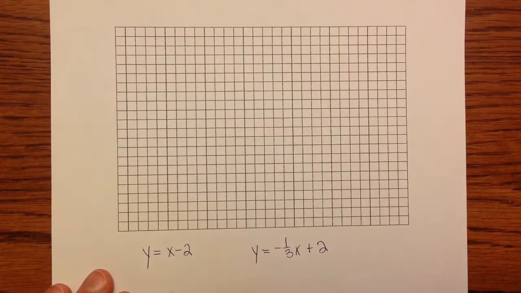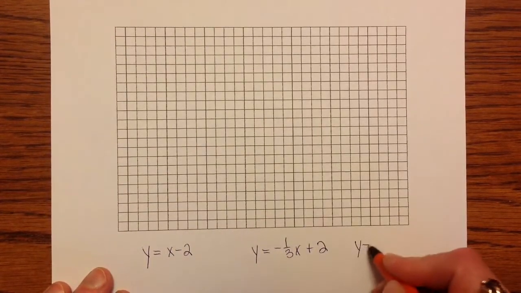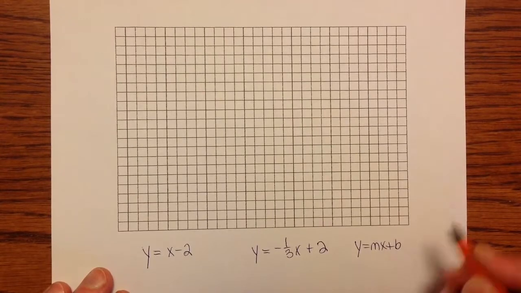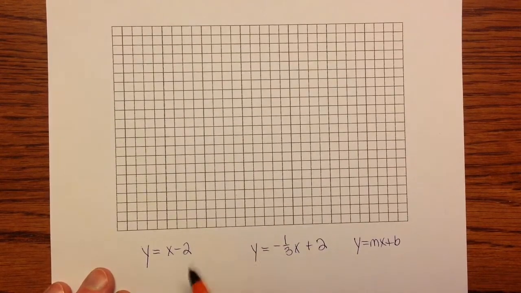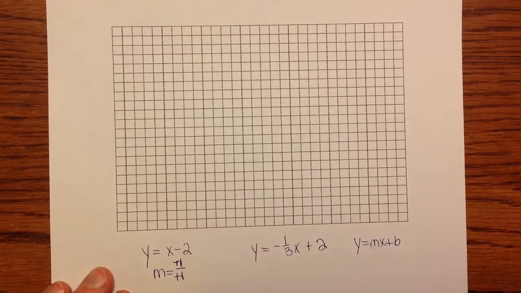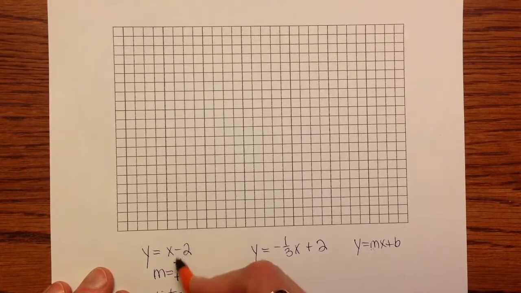So just a quick review, y equals mx plus b. This is a system. We're looking for where they cross, so we're going to try to be as accurate as we can with our graphing. The slope in this one, remember the m is the slope, so it's what's in front of the x, which is a 1, and that's a positive 1, and we're going to make it a fraction by putting a positive 1 under it. And then my y-intercept is this number here, which is the negative 2.